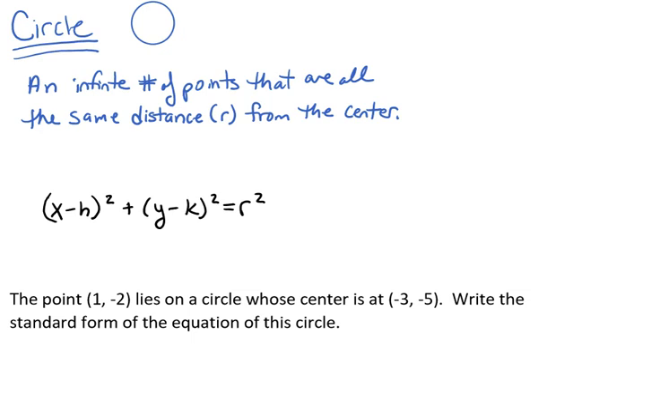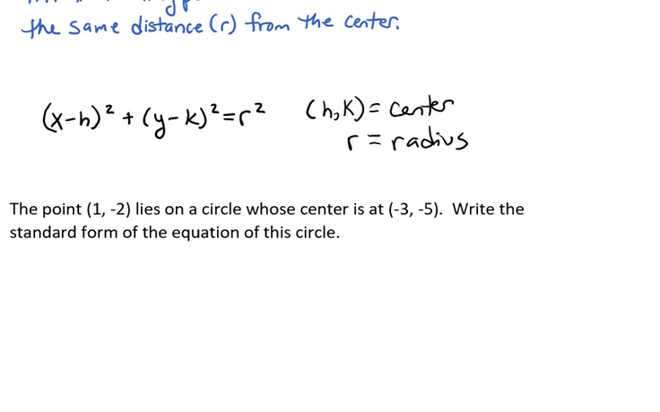So the standard equation of a circle is (x minus h) quantity squared plus (y minus k) quantity squared equals r squared, where our center is (h, k) and our radius is r. So let's take a look at this example.